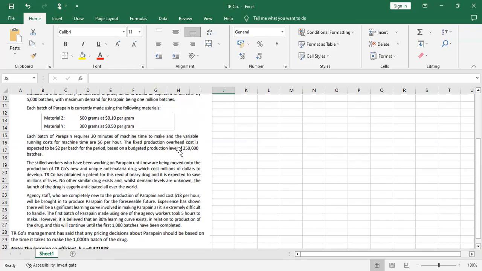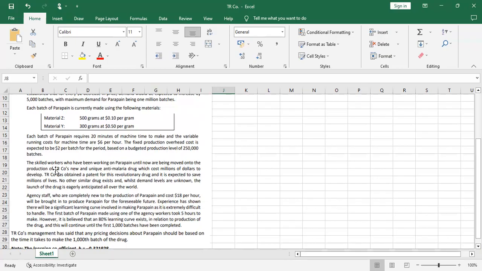The fixed production overhead is expected to be $2 per batch for the period, based on the budgeted production level of 250,000 batches. So we can calculate total fixed production overheads by multiplying 250,000 batches with $2 per batch. $2 per batch is basically what? It is basically the overhead absorption rate per batch, and 250,000 batches is your budgeted activity level. Right, everyone? Any question?